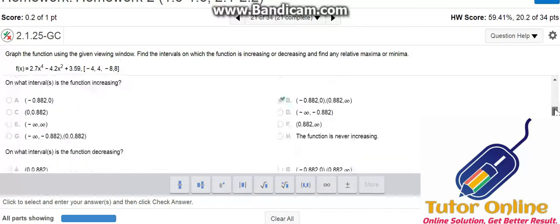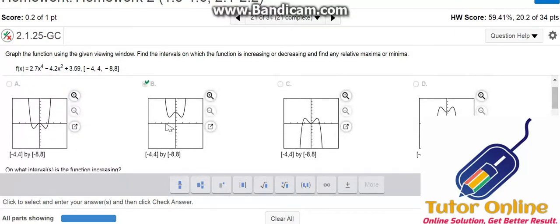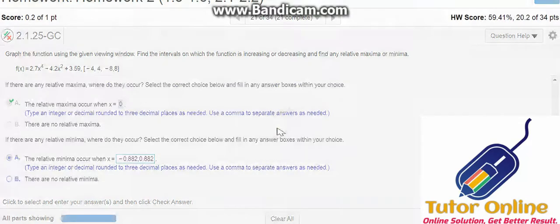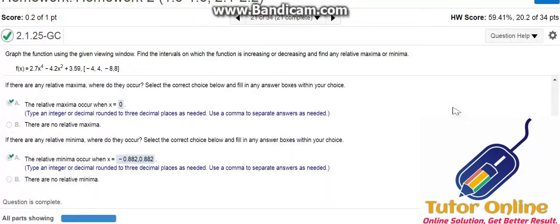Yes, there are two relative minima. X is equal to plus 0.882 and x is equal to minus 0.882. So we'll have to put a comma in between them and write both. So that's a nice one. Thank you. Let's move to our next question.